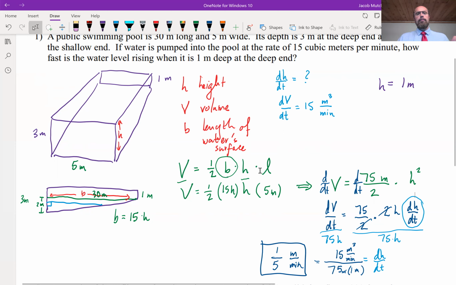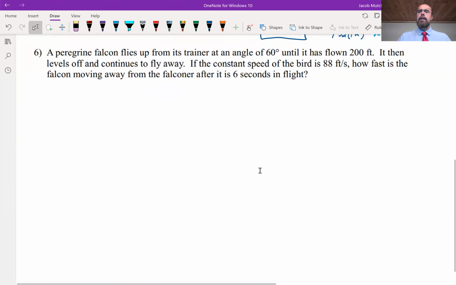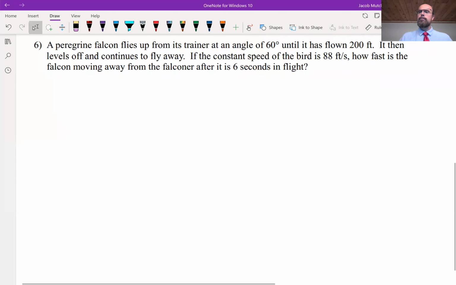So that's an example that involves volume of a triangular prism. Let's investigate a situation that involves an obtuse triangle. So this is a scenario where a peregrine falcon flies up from its trainer at an angle of 60 degrees until it has flown 200 feet. It then levels off and continues to fly away. If the constant speed of the bird is 88 feet per second, we want to know how fast is the falcon moving away from the falconer after it is 6 seconds in flight.